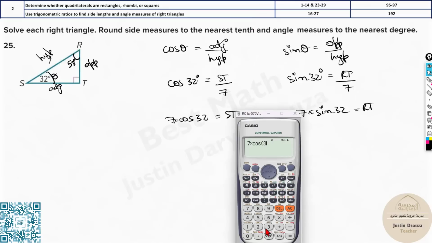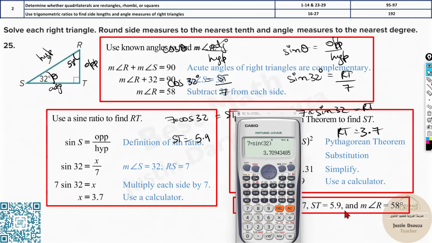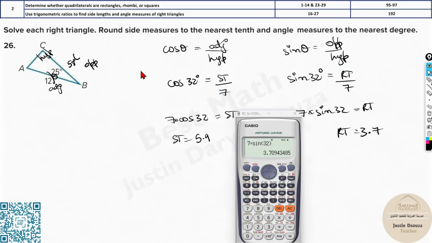7 times cosine 32, that is equal to 5.93, but side measures are to be rounded off to the nearest tenth, that is 5.9. Over here it is ST equals 5.9. Whereas what about RT? Just change cosine to sine, and you will get 3.70. That's just 3.7. So the answer is 3.7. Now you can also directly substitute in the calculator and get the answers directly. So the answers are 3.7, 5.9, and this was 58 degrees.